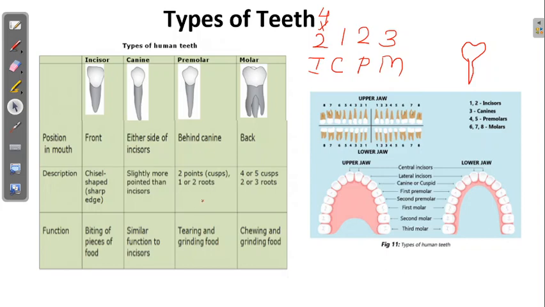Its function is tearing and grinding of the food. We need to tear something and make a paste, and this is done with premolars. And molars, you can see that you have more than 1 depression and more than 2 roots. If you see 2 or 3 roots, then you can say that it is a molar. Its function is chewing and grinding of food. Chewing means making a paste and finally grinding it so that a smooth paste is formed.